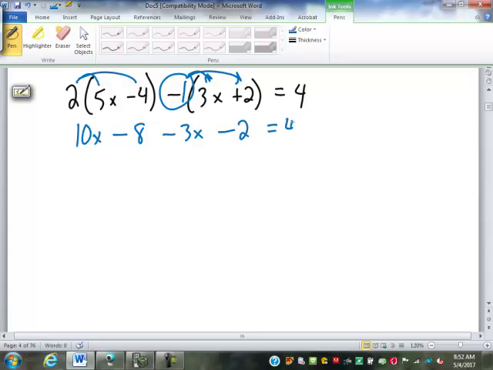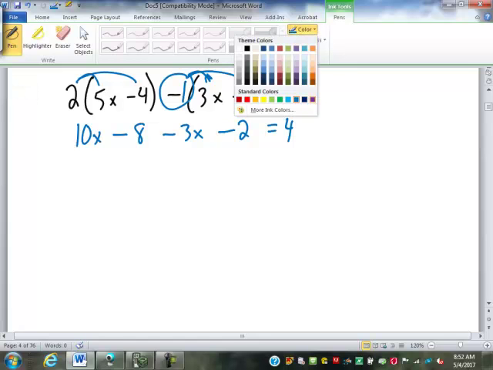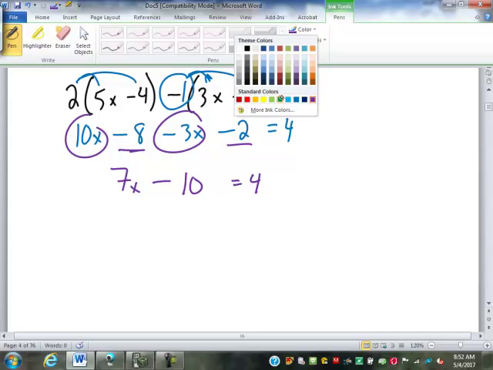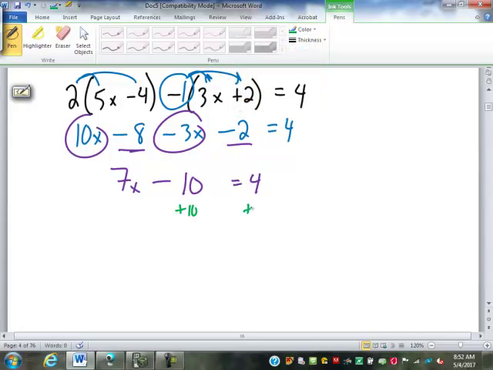A lot of people put that in as a positive 2. They screw that up. So the 7x minus 10. Sure. Perfect. 10x and negative 3x is 7x. Negative 8, negative 2 is a negative 10. And then add 10. 7x equals 14. And then divide by 7.